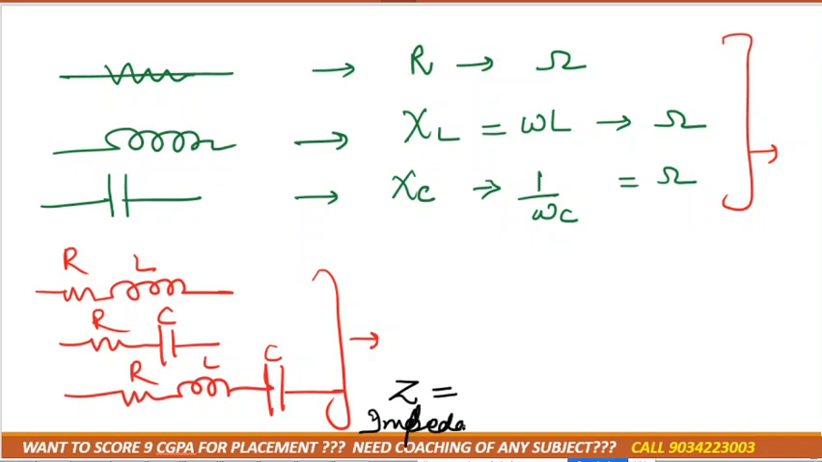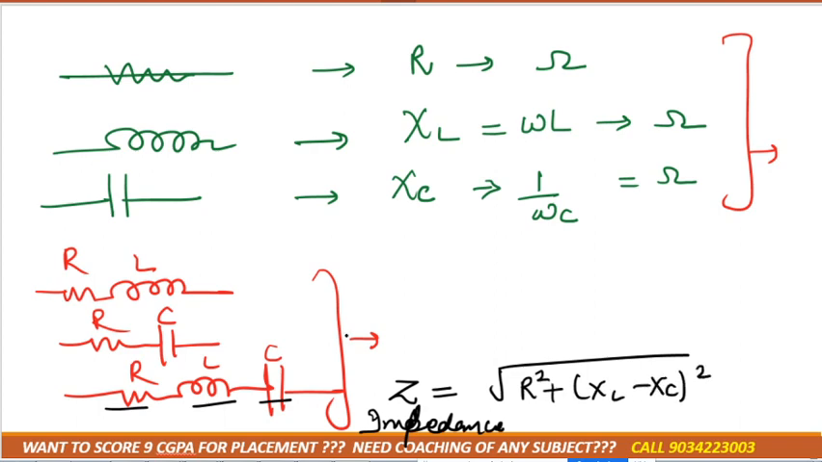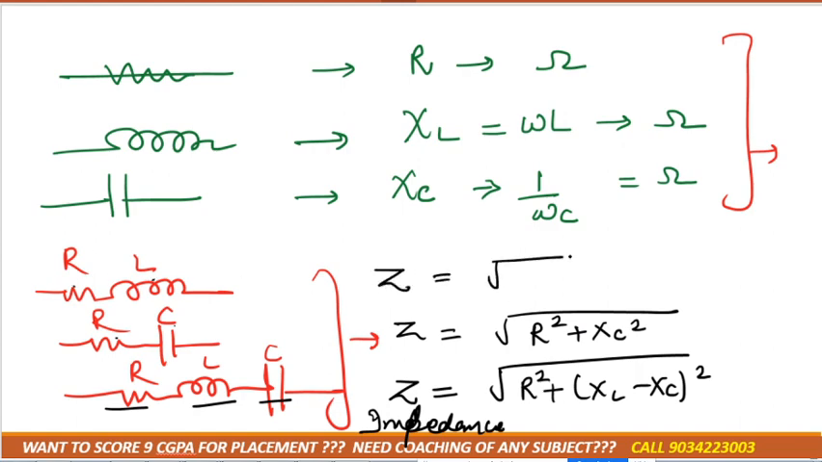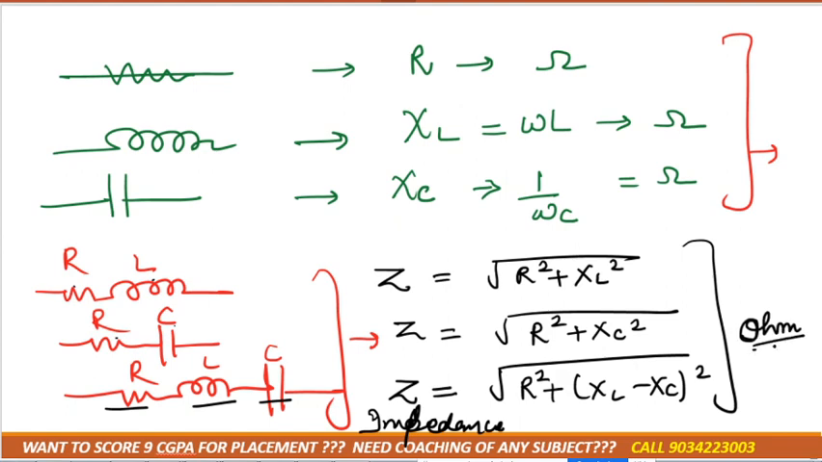So that is denoted by impedance. If we are using RLC, all the components, then its formula includes root of R square plus XL minus XC whole square. If we are having R and C, then in that case Z is equal to root of R square plus XC square. If we are having R and L, then in that case we are having root of R square plus XL square. Okay. Again, all these are in the form of impedances, so their unit is ohm.